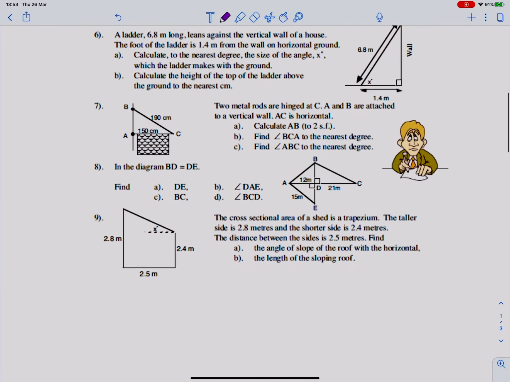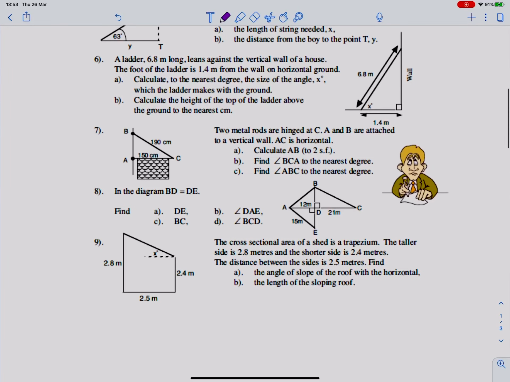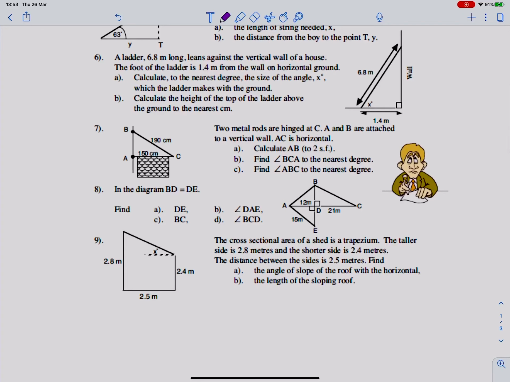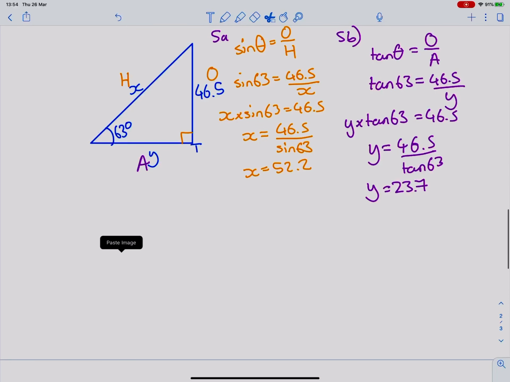If I just do question 7 now. So you've got two metal rods hinged at C. A and B are attached to a vertical wall, and it tells you that A to C is horizontal. So you've just got a wall that two things are attached to. It doesn't actually matter at all really what the problem is. You're just trying to have a look at the triangle really.